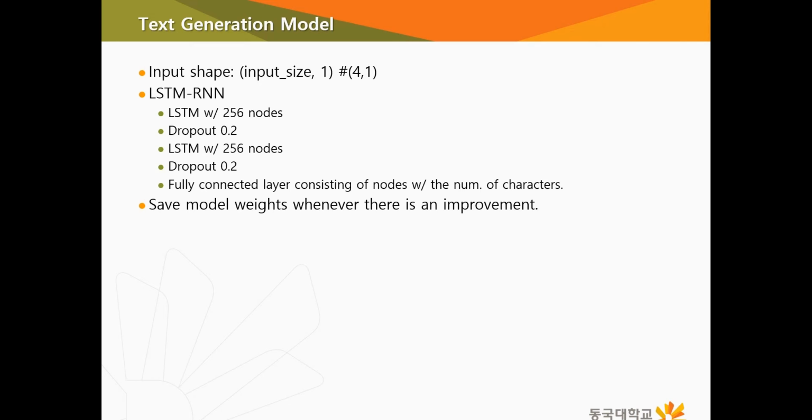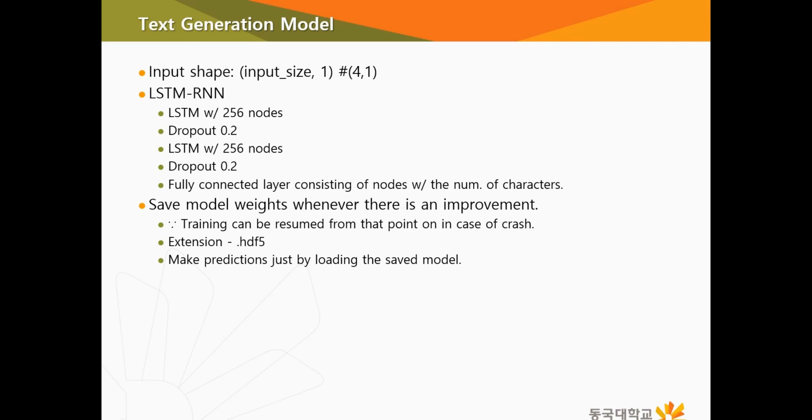And during the training time, you need to save model weights whenever there is an improvement, because in the case of a crash, the training can be resumed from that point on. The extension of the saved model is in the format of .hdf5, and you can make predictions by loading the saved model. After training has finished, you can load the best weights from the saved model to make the predictions.